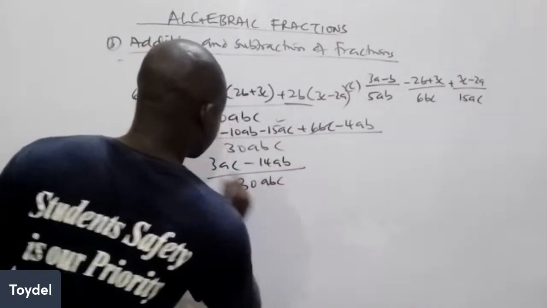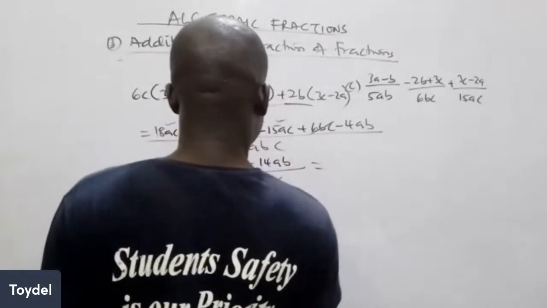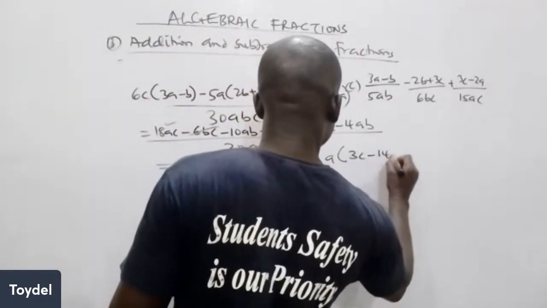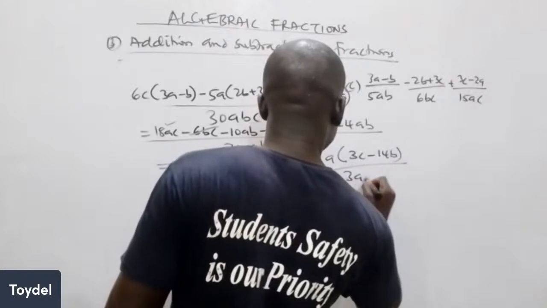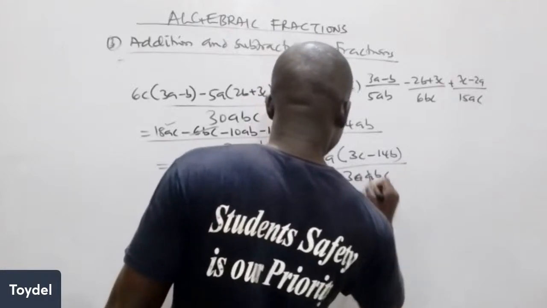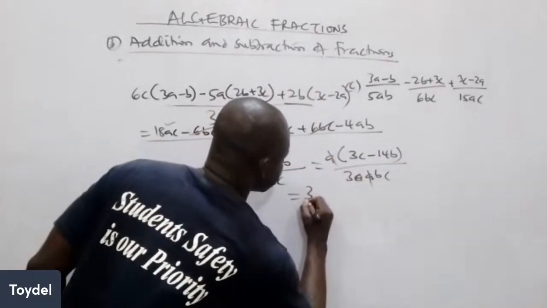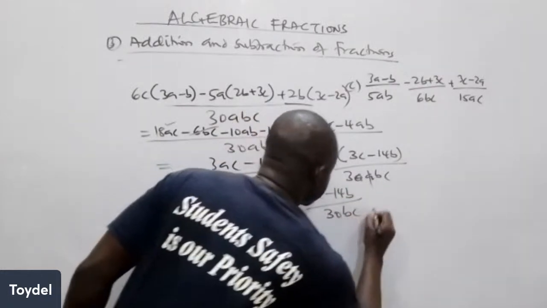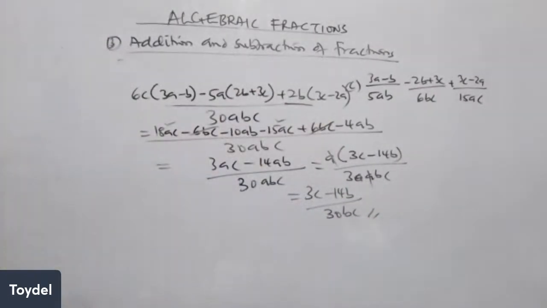30ABC. So what is common? I think A is common. We can bring out A so that we have 3C minus 14B all over 30ABC. A can cancel A. At the end of the day, we are left with 3C minus 14B all over 30BC. That's what we have left. Then that will be our answer.